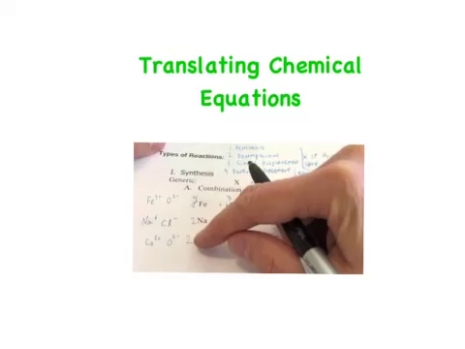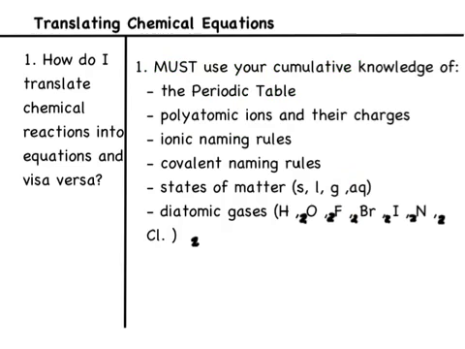Now that we know what chemical reactions are and how to balance them, we're going to start translating them from words into chemical equations and chemical equations back into words. Our one and only question for these notes is, how do I translate chemical reactions into equations and vice versa?